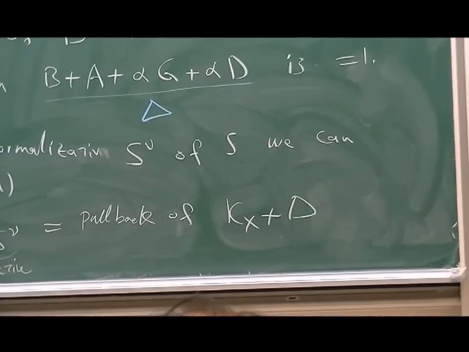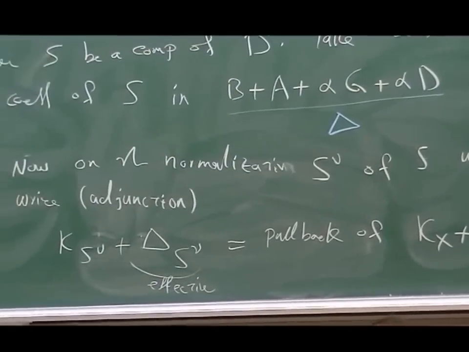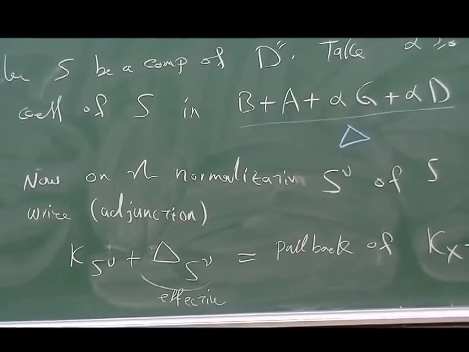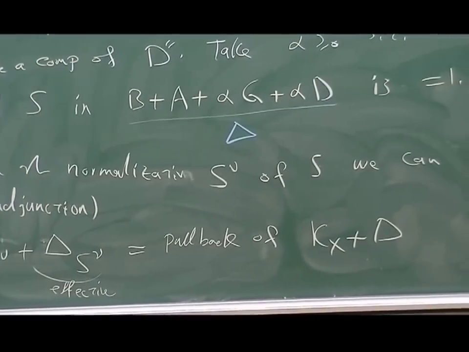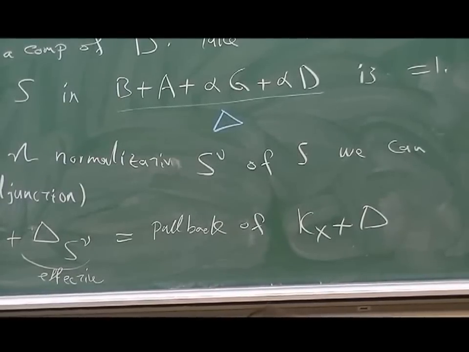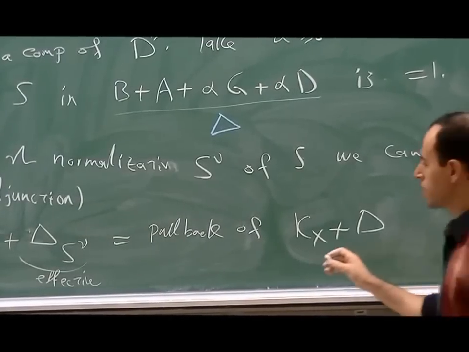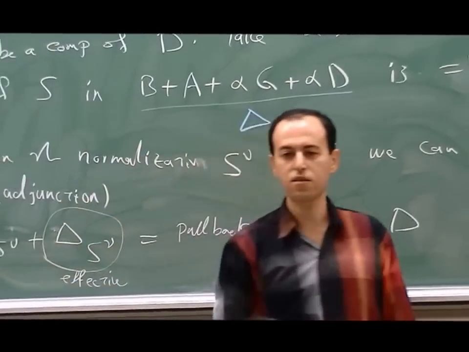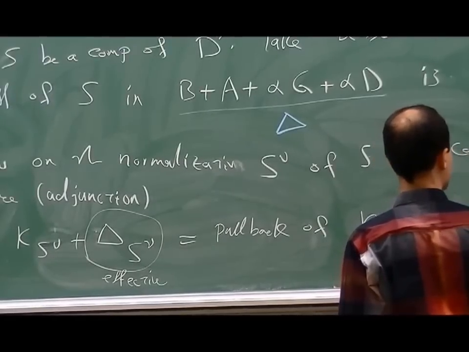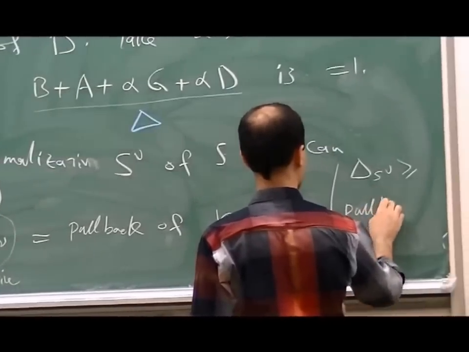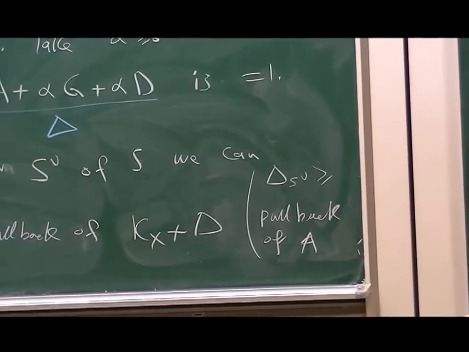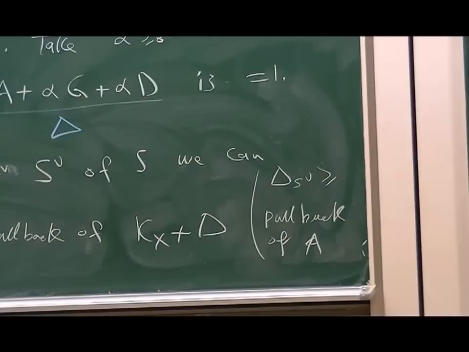And because we didn't say essentially anything about the singularities, the delta which you get on S might have very large coefficients. But actually, at least for this theorem, this doesn't pose any problem. Now, the crucial thing here is that this divisor is effective and also it contains the ample divisor. So you see that this contains the pullback of A, actually also contains the pullback of alpha times G. But the crucial thing is that it is effective and contains something which is ample.